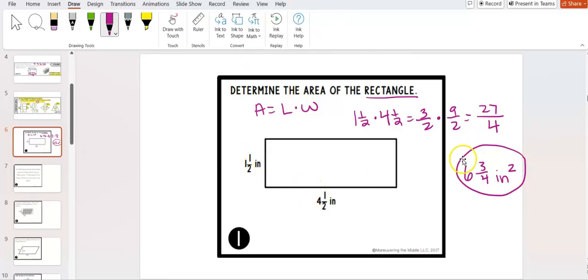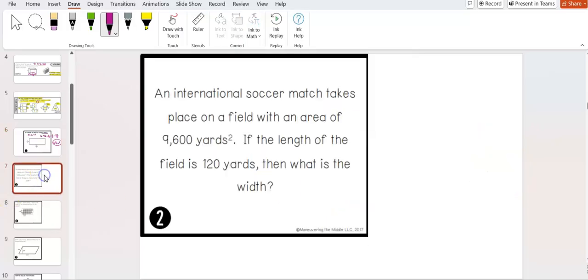Length times width, and we found our area. Now in this problem, it's asking it a little differently, so we're going to have to draw a picture. It says an international soccer match takes place in a field. So let's draw a soccer field, which is a rectangle. The area of that field is 9,600 yards squared, and the length of the field is 120 yards. We need to find its width.